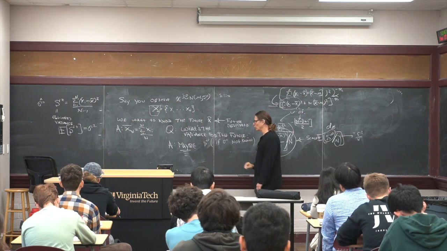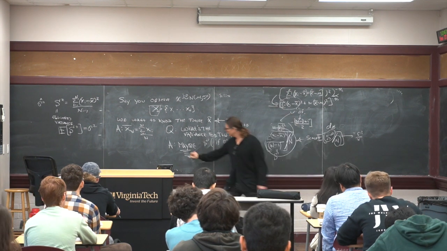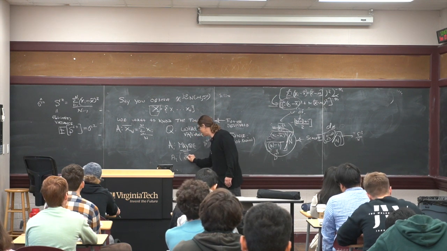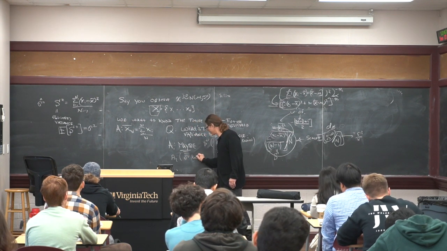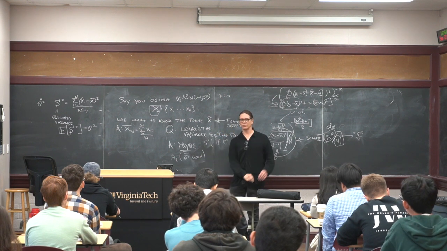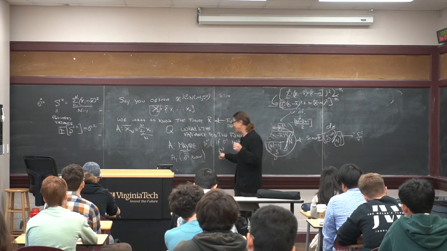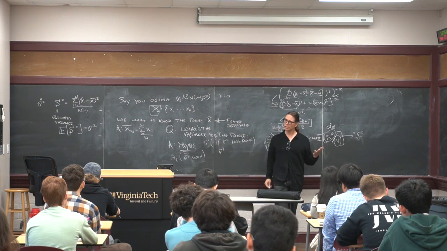What if we knew sigma squared? So I'll say answer 2, sigma squared known. What would a good answer be? Sigma squared. That would be the analog of that answer. Is this a good answer?